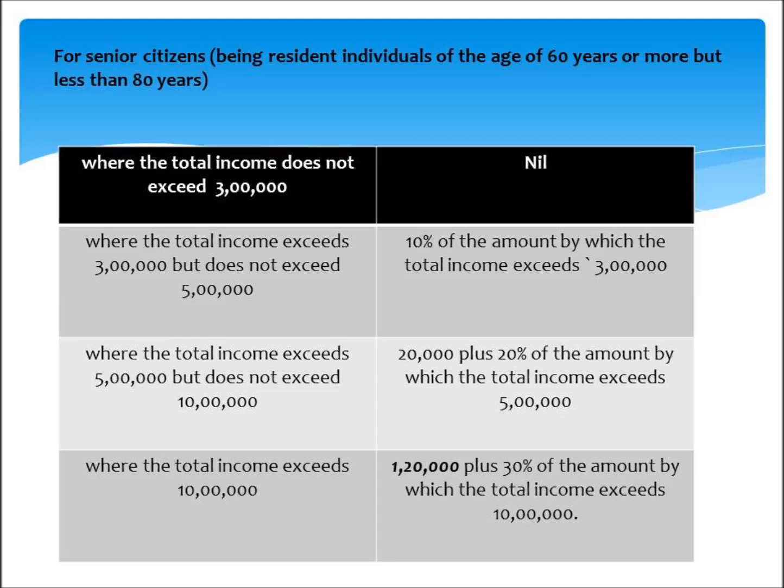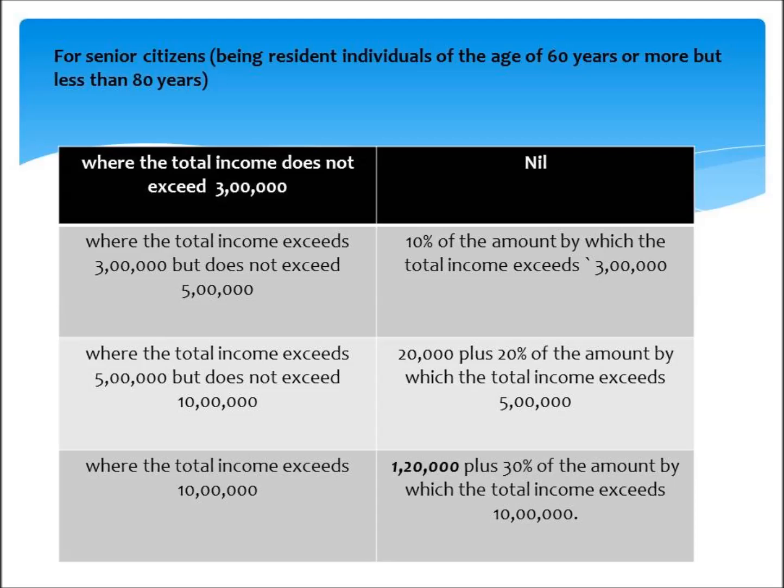So if I am earning 4 lakhs rupees, I will be liable to pay income tax on just 1 lakh. That is 4 lakh minus 3 lakhs at the rate of 10%. So 10% of 1 lakh, that is 10,000, will be the amount of income tax liable to be paid by me. The third category is where the income exceeds 5 lakh but does not exceed 10 lakhs. That is, the income is ranging between 5 lakh to 10 lakh. Then the amount of income tax required to be paid by me will be 20,000 plus 20% of the amount by which the total income exceeds 5 lakh.